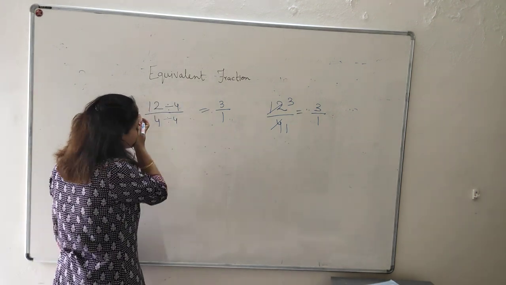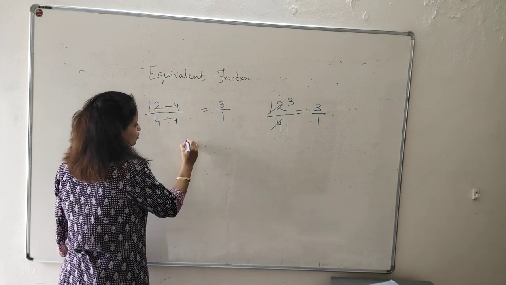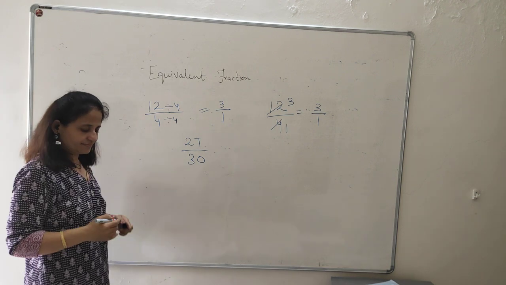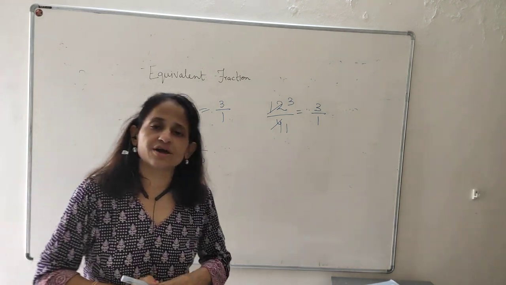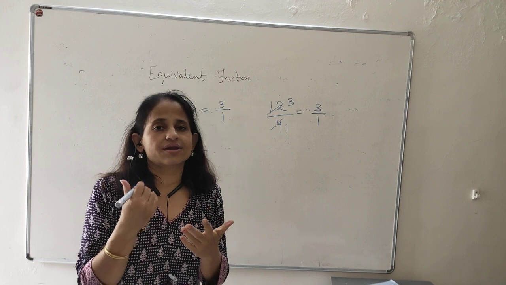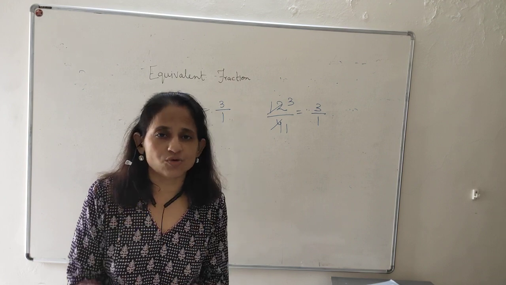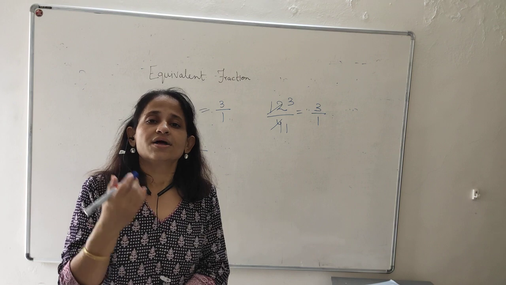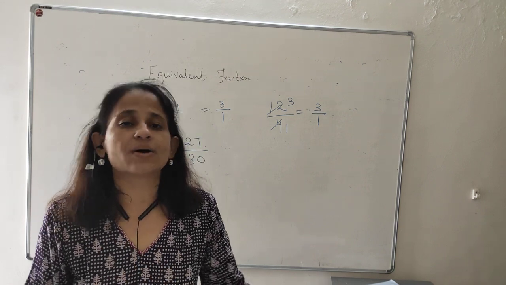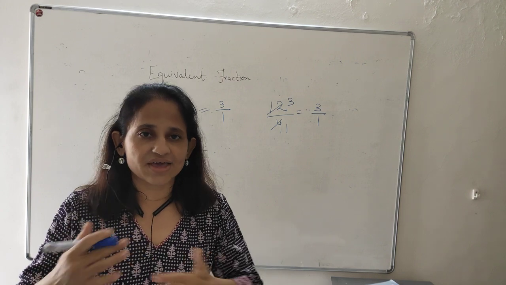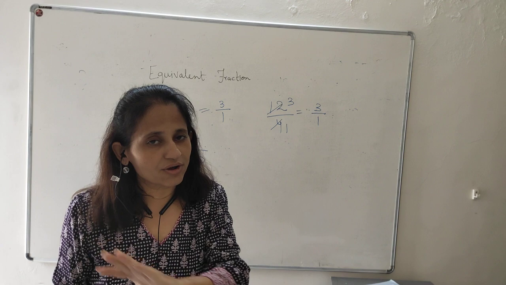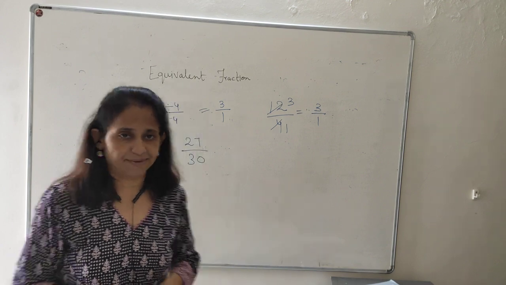One more example I will give. For example, 27 upon 30. I want to convert it or find its equivalent fraction, or I can ask you to convert it into lowest term, or I can ask you to find its simplest form. This is all one and the same thing. Only the way of asking the question is different, the language differs, but it is all one and the same thing.